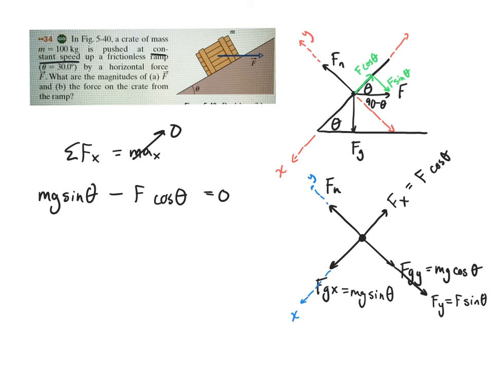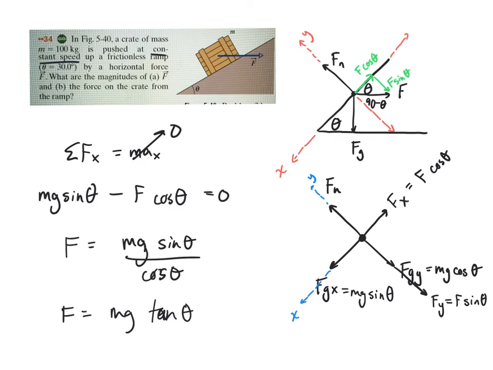Can I solve this equation? Let's see. I've got theta. Good. I've got mass. Good. I've got gravity. So yeah, at this point, I could determine the value of f. So let's go ahead and do that. F is going to equal mg sine theta over cosine theta. Oh, look at that. So f is really just what? Mg tan theta.